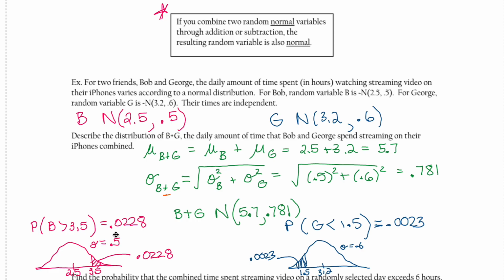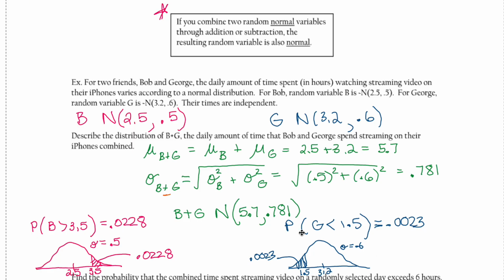And how are you going to graph those? So the probability of Bob is greater than 3.5. How are we going to find that? Well, since the question already tells you they are both normal distributions, you can draw a normal curve first. Label the mean 2.5 for Bob, and standard deviation 0.5. You're going to find the area greater than 3.5, which gives you 0.0228. You can do it on the calculator.